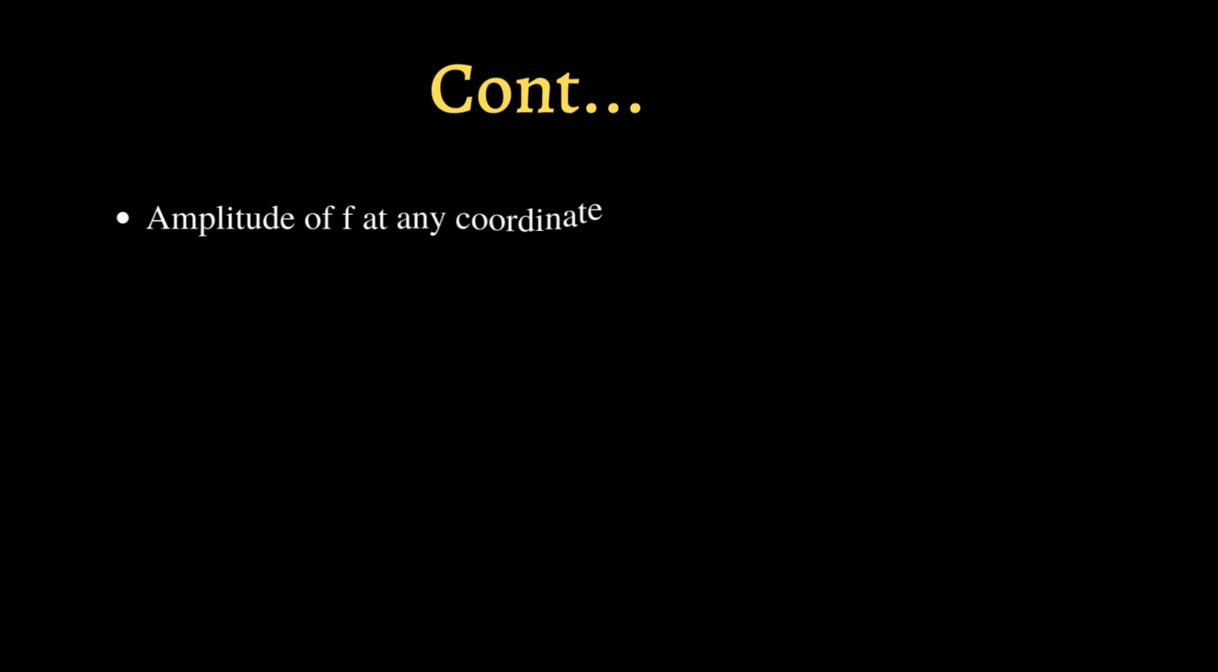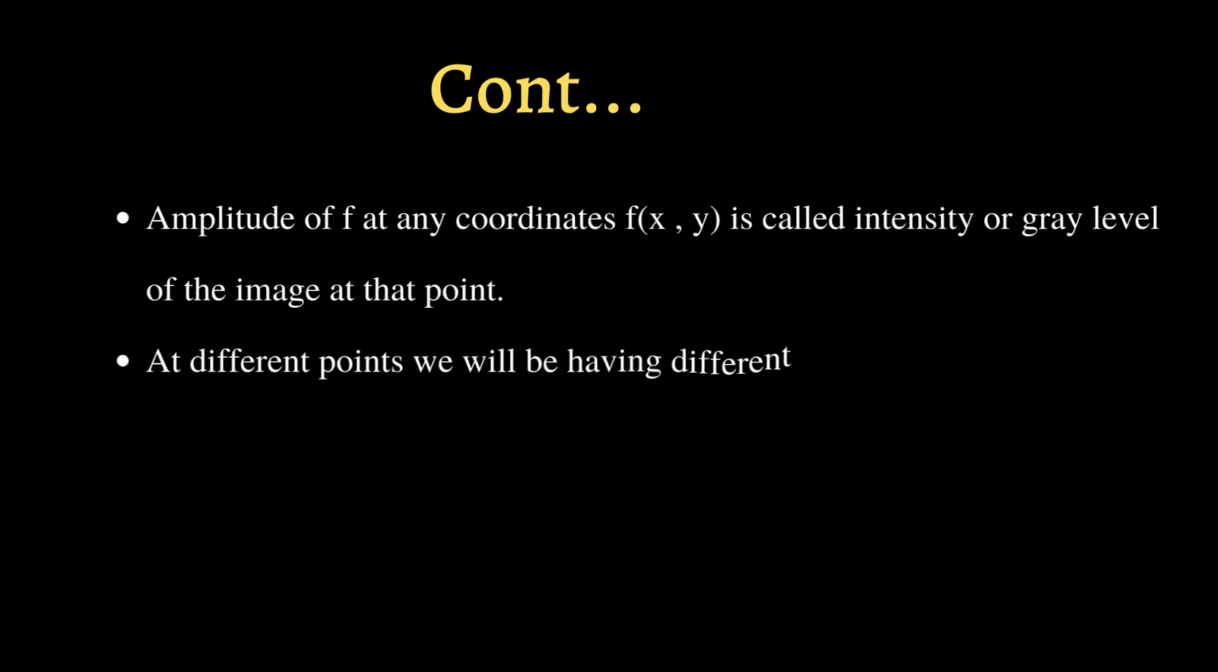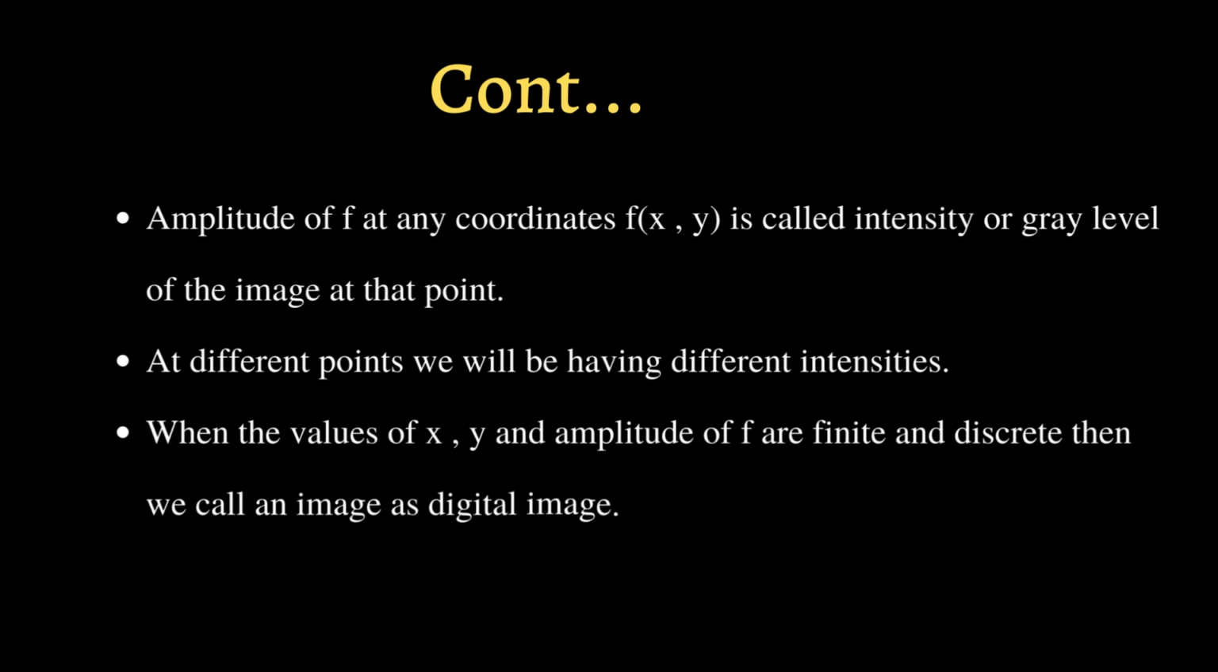The amplitude of f at any coordinates (x, y) is the intensity or gray level of that image at that point. So there will be different points, and these points will have different intensities and gray levels for an image. Then what is a digital image? When the values of x and y, that is the coordinate values, and the amplitude of the function are all finite and discrete, we can call that image a digital image.